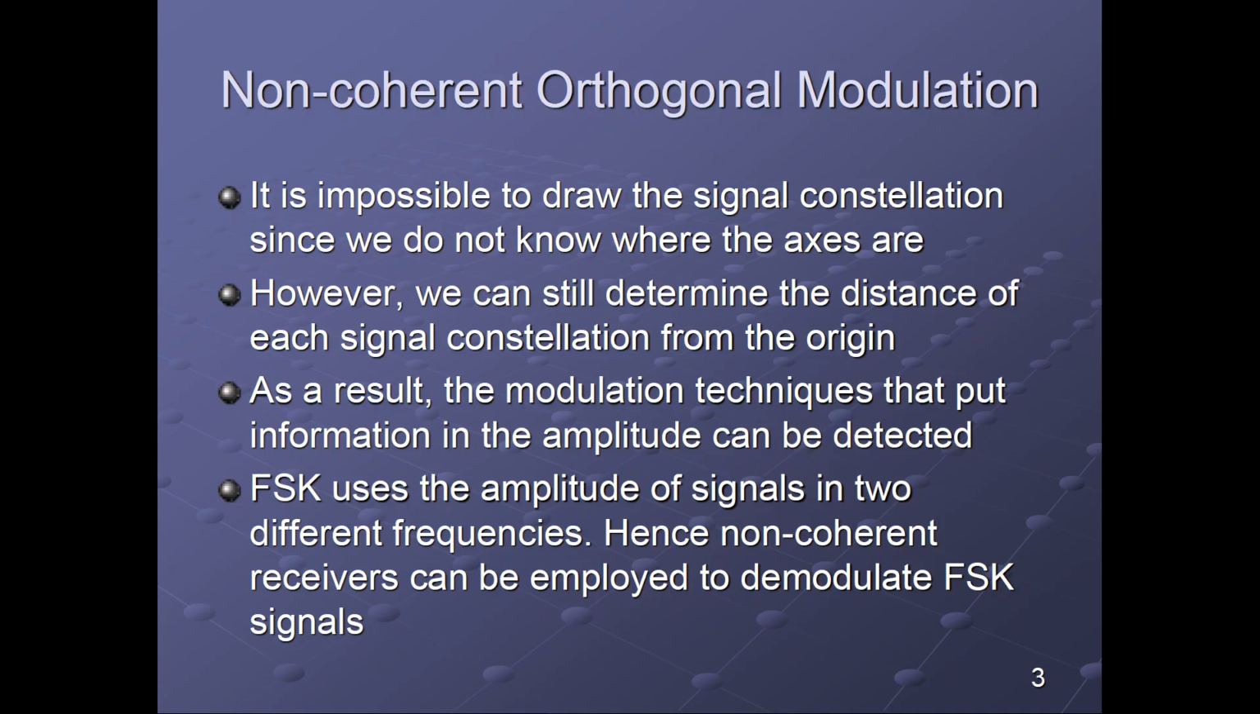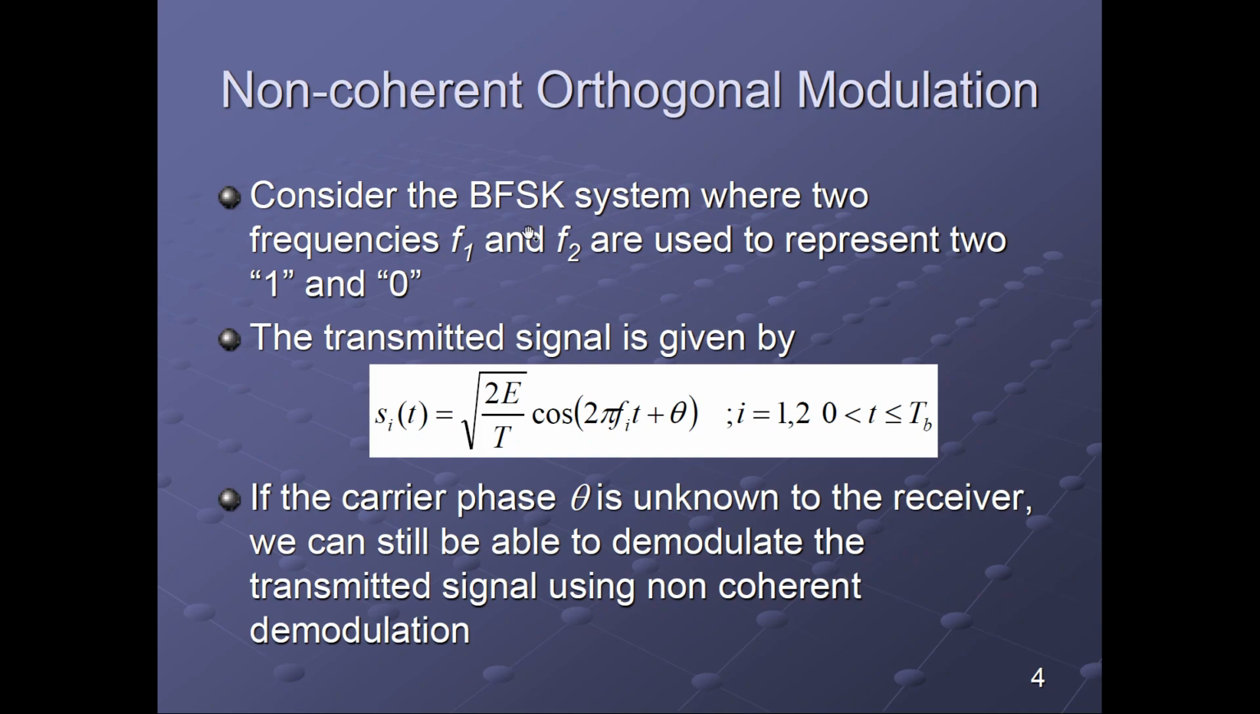Frequency shift keying uses the amplitude of signals at two different frequencies. Since it affects the amplitude in one way or another, frequency shift keying can be detected non-coherently. Now, consider binary frequency shift keying. Binary means we have only two different values of the signal, which are represented by two different frequencies, f1 and f2. f1 corresponds to bit 1 and f2 to bit 0.